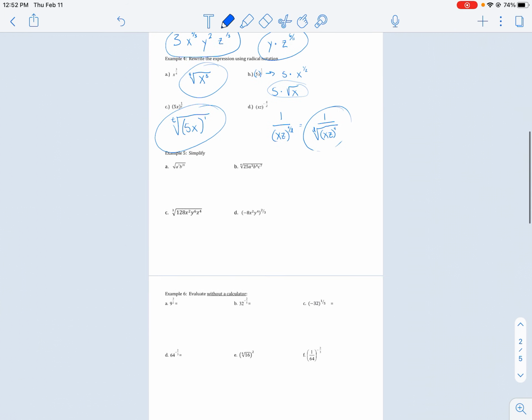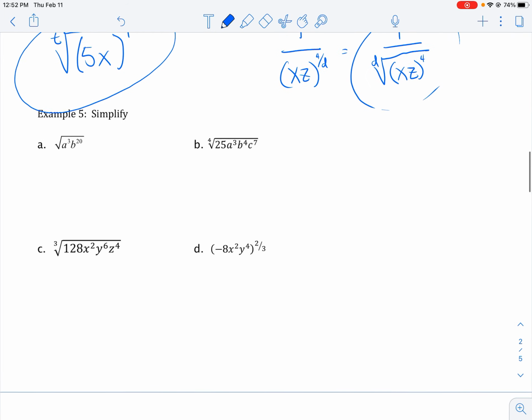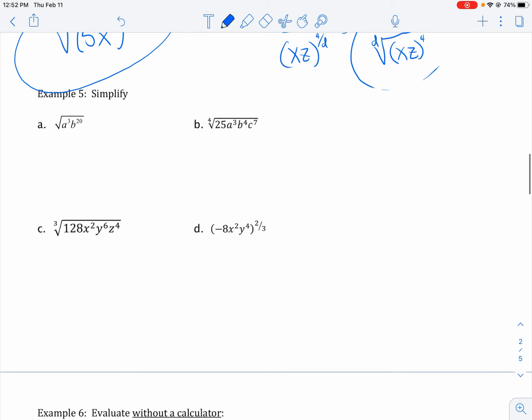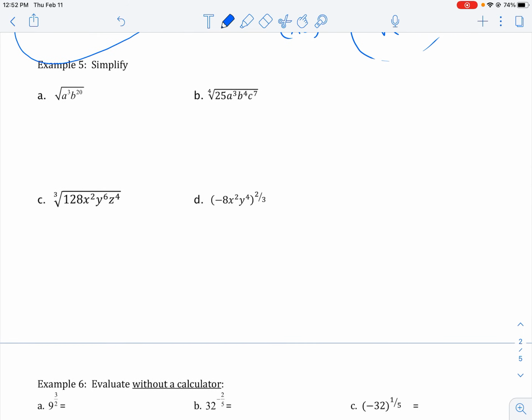All right, example 5. All right, gets a little tricky here. Okay, so I'll try to take this as slow as I can, and just follow along the best you can. Okay, so this guy, we're taking the square root, right? So we have a 2 here. Okay, so what we're doing is this.